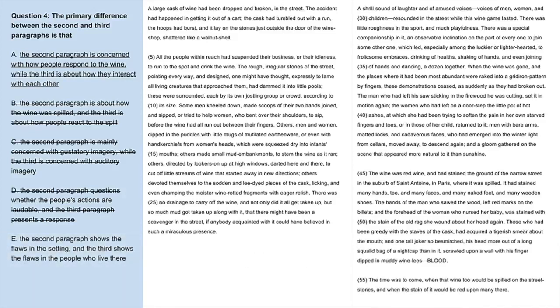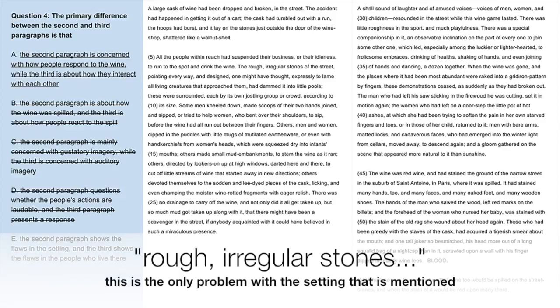Eliminate D. E, the second paragraph shows the flaws in the setting, and the third shows the flaws in the people who live there. Other than mentioning the bad condition of the street in the beginning, there's no real focus on problems with the setting in the second paragraph. And the third paragraph doesn't focus on flaws in the people, so E is incorrect.